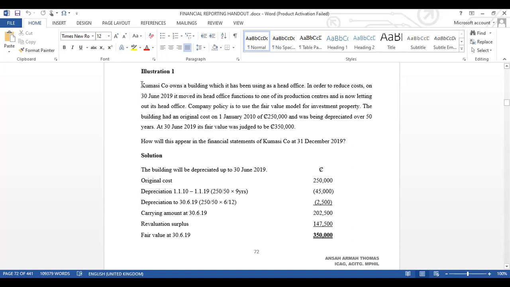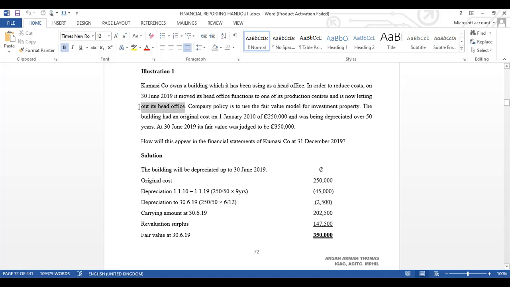So this question says, Kumasi company owns a building, which has been using as head office. And I said, when the company is using the building as its head office, which standard is that? IAS 16. All right. And it says that in order to reduce costs, on June 2019, it moved its head office function to one of its production centers and is now letting out the head office.